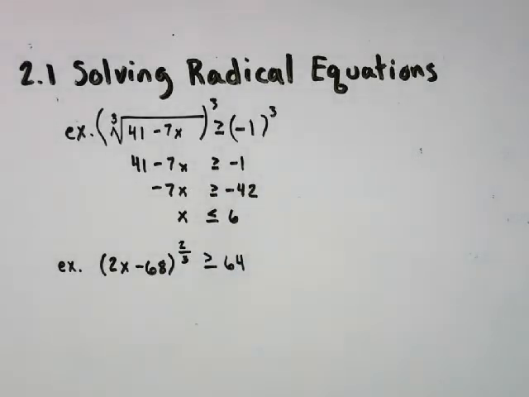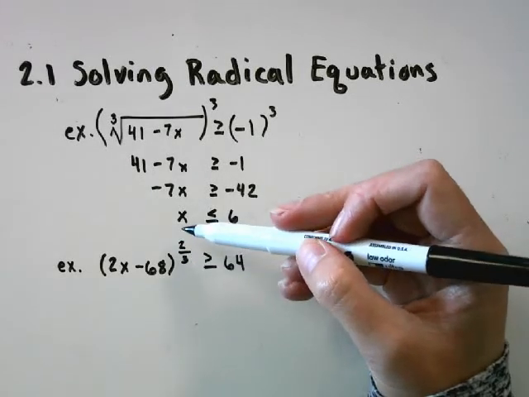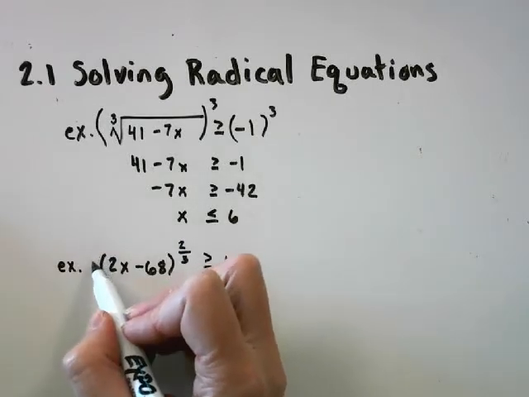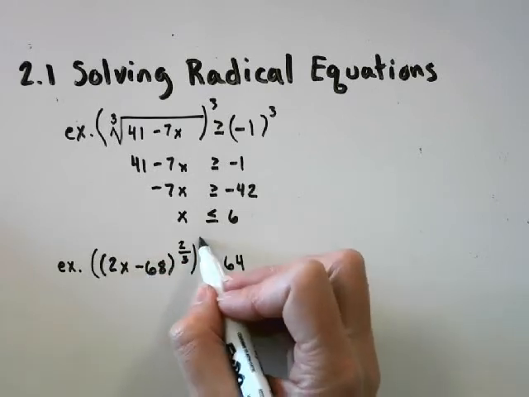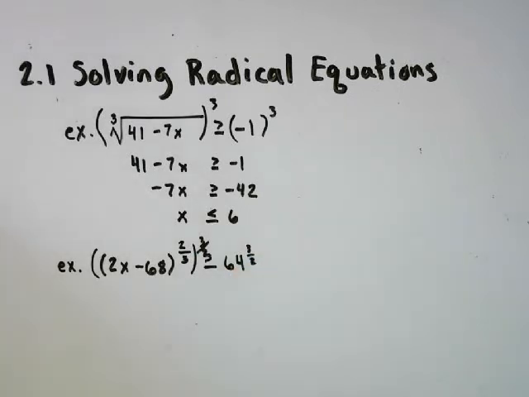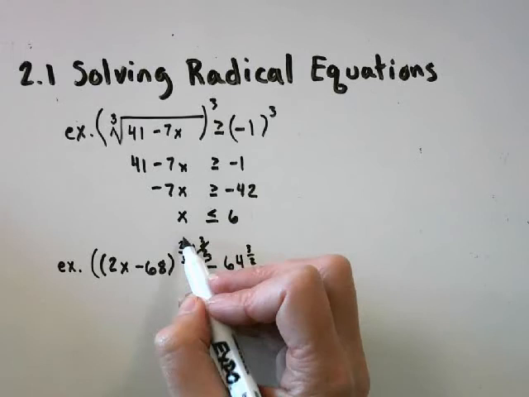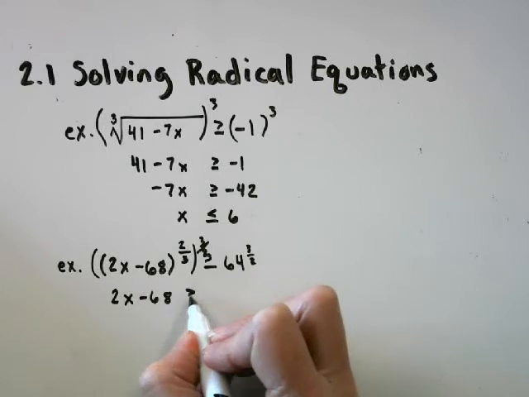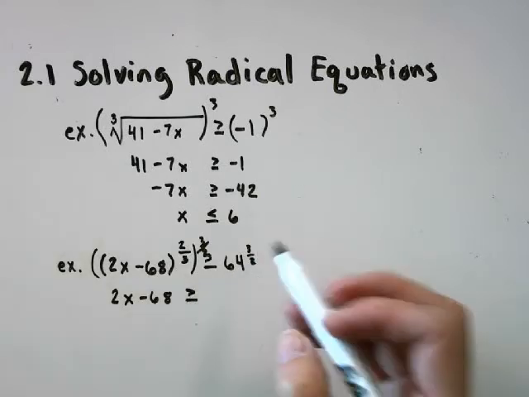So this is 2x minus 68 to the 2/3 is greater than or equal to 64. Again, we're going to be solving equations where the exponent is a variable, but when it's not a variable, we can just use our product or exponent rules to solve for this. So what I'm going to do here is I'm going to raise this whole thing to the reciprocal power 3/2. I need to do that on both sides. So the 2/3 and the 3/2 cancel. So on this side, I just have 2x minus 68 is greater than or equal to 64 to the 3/2.